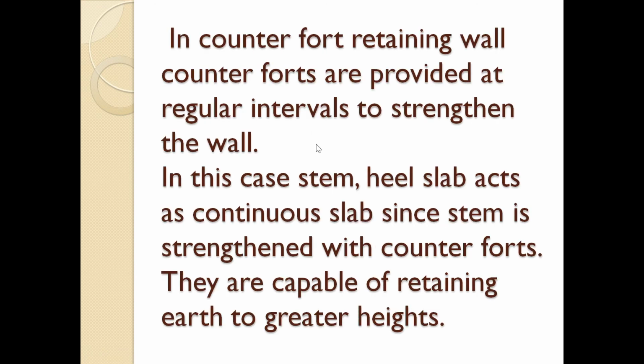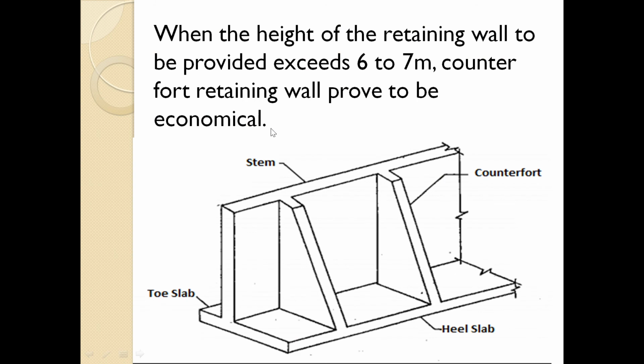In counterfort retaining wall, the counterforts are provided at regular intervals to strengthen the stem wall. In this case, heel slab and stem act as a continuous slab, but toe slab will act as a cantilever. These are capable of retaining earth to greater heights. Actually, these types of retaining walls are economical when the height exceeds 6 to 7 meters.